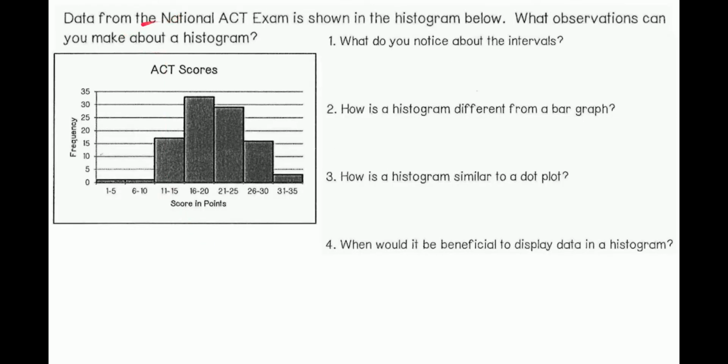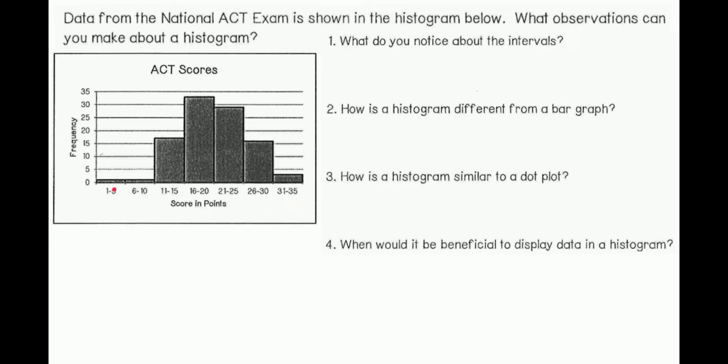So let's apply this to an example. Data from the National ACT exam is shown in the histogram below. What observations can you make about this histogram? What do you notice about the intervals? The intervals are these sections right here. So 1 to 5. Now these are the score endpoints, so it looks like the lowest score one can get is 1, and the highest score that someone can get is a 35.